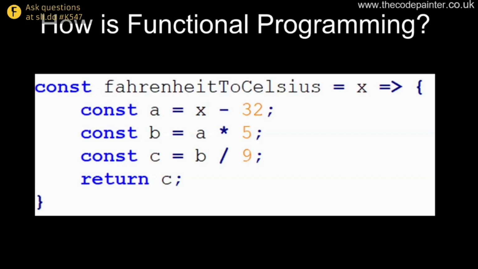The system used, as far as I'm aware, only within the US. So the formula for converting from Fahrenheit to Celsius is deduct 32, multiply by 5, divide by 9.